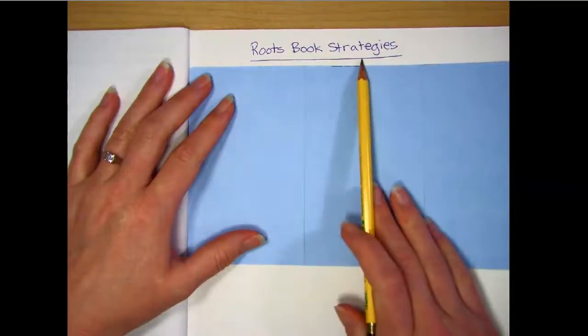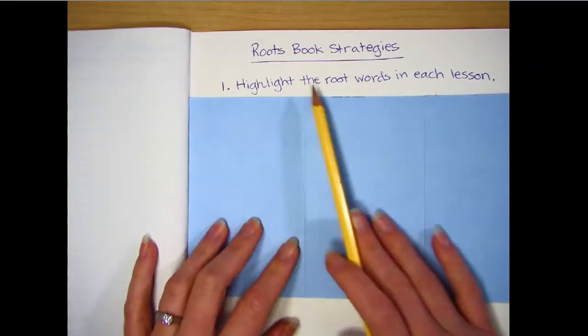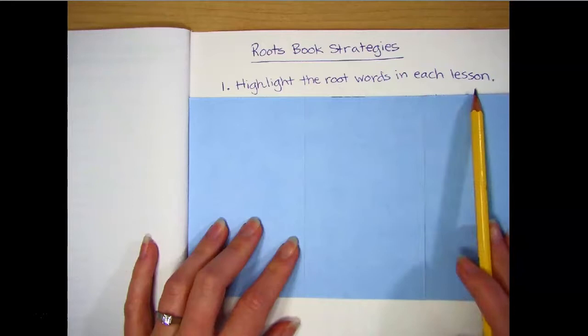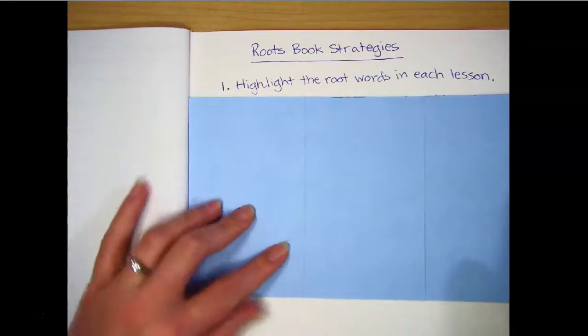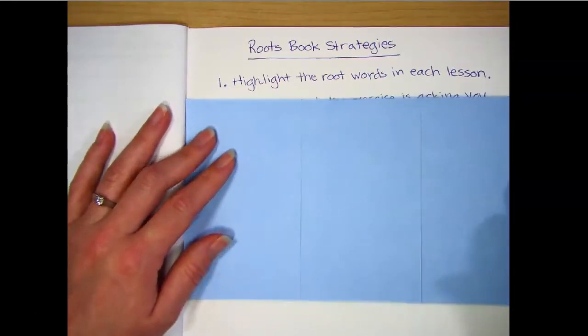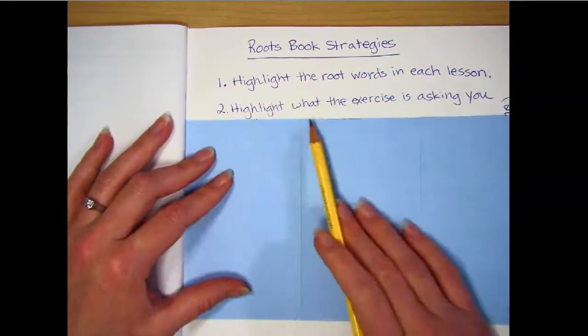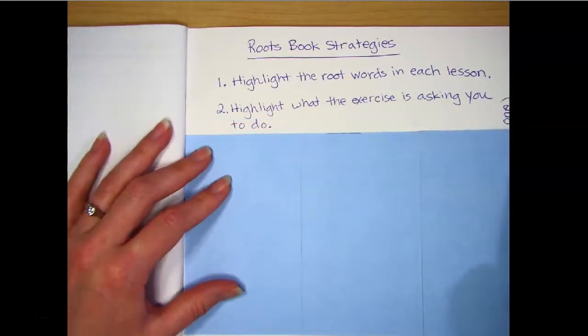Roots Book Strategies. The first strategy I'd like to suggest is to highlight the root words in each lesson. There are usually at least 2 root words per lesson. So knowing the root words and what they mean will make a big difference as you work through the questions. Number 2, highlight what the exercise is asking you to do. A lot of times, the exercise will change its instructions, so it's really important to know what it is that they want you to focus on.